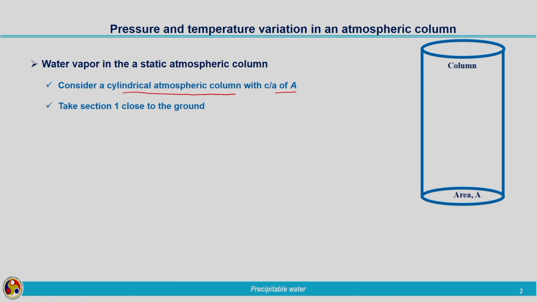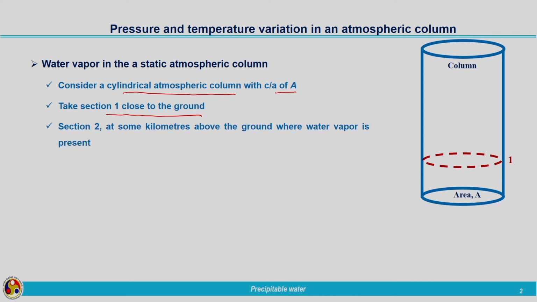Now, what we are going to do? We are going to take two sections. One section close to the ground like this, and second section at some kilometers above the ground where the water vapor is present like this. The distance between these two sections depends on our analysis. So, section 2 is at some kilometers above the ground surface, that is, the elevations of these two sections are Z1 and Z2.